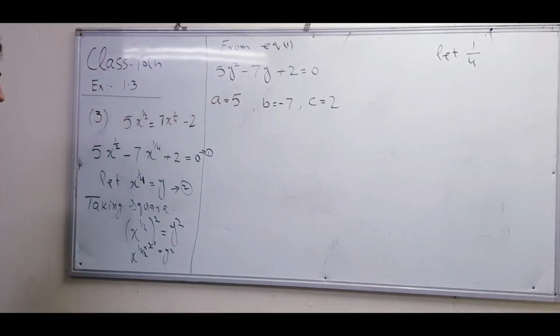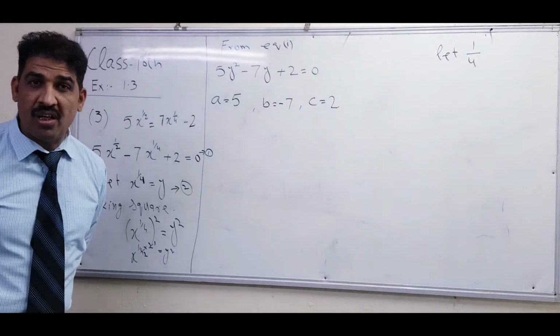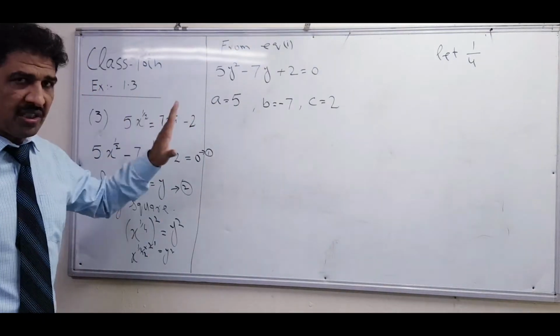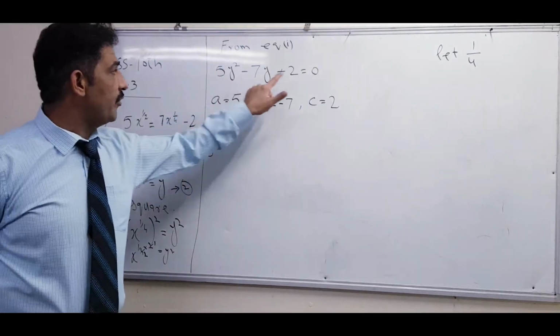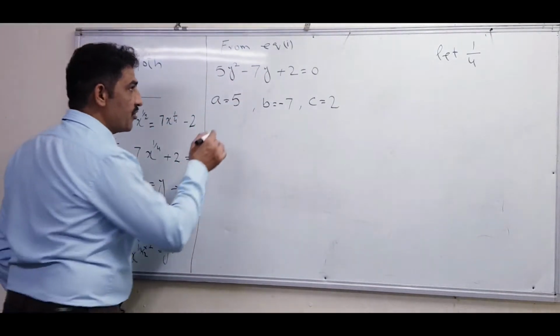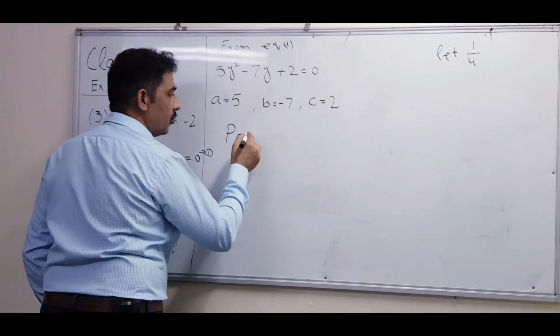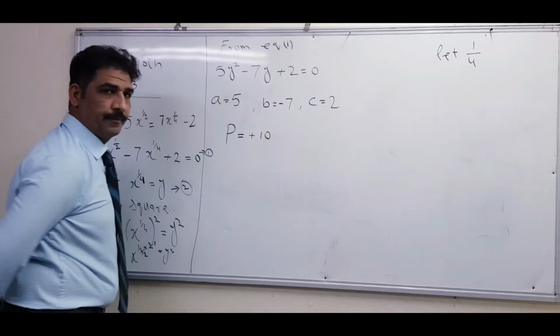Now there are two methods. If you want, you can write it with the help of the quadratic formula. But here the factorization method is also possible. If I want to use the factorization method, 5 2s are 10. First of all, I have to check the product. The product is equal to 5 into 2, which is 10. Right?